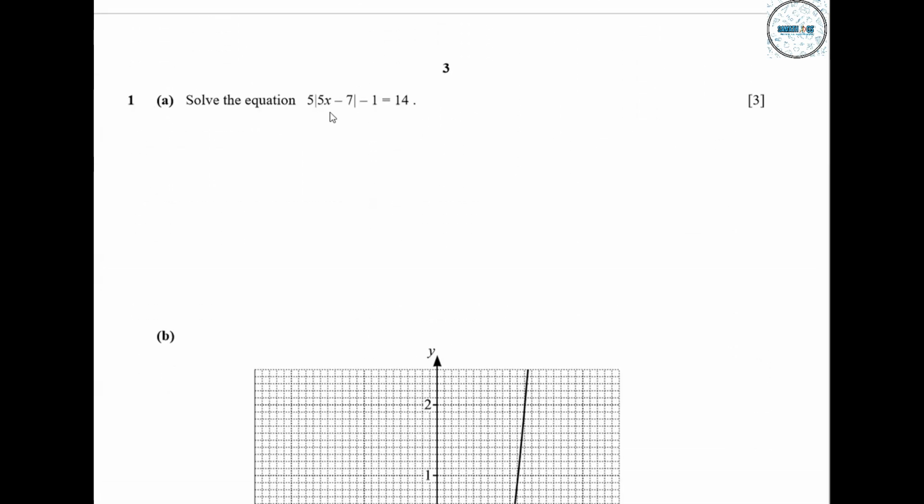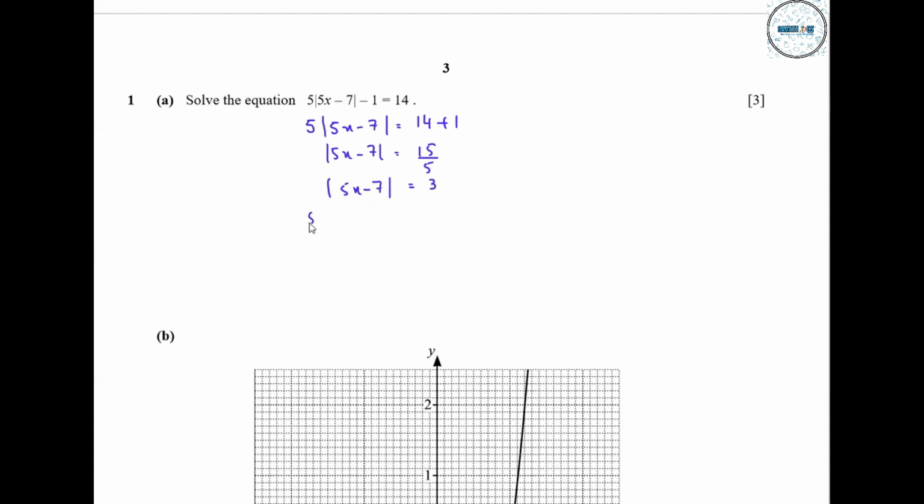Okay, we have the equation 5 absolute of 5x minus 7 minus 1 is equal to 14. So first of all, we will take minus 1 on the other side, so it will become 14 plus 1. Then we have 5 absolute of 5x minus 7 is equal to 15, divided by 5. So we have here absolute of 5x minus 7 is equal to 3.